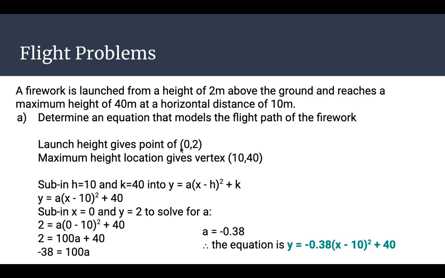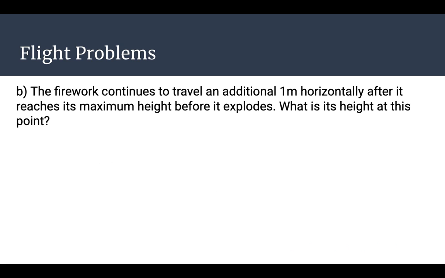So now we can put our a value back into this equation to get our final equation that models this firework's path. So the equation is y equals negative 0.38 times (x minus 10) squared plus 40. The second question was: the firework continues to travel an additional 1 meter horizontally after it reaches its maximum height before it explodes. What is its height at this point?